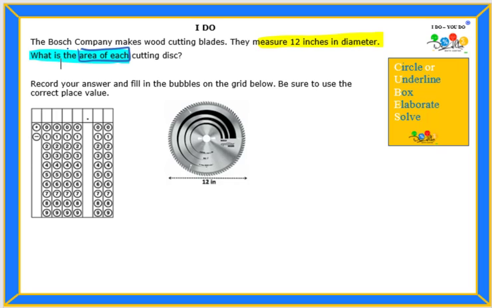So let's take a look at our circle. The circle shows us the diameter because it's going from one side across to the other. So this would represent the diameter. But we're looking for area, so let's go ahead and look at our formula chart for area of a circle.